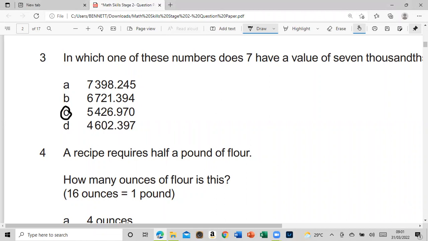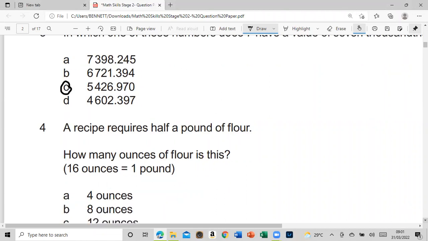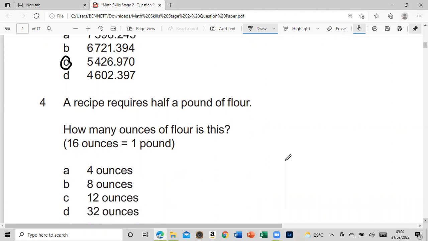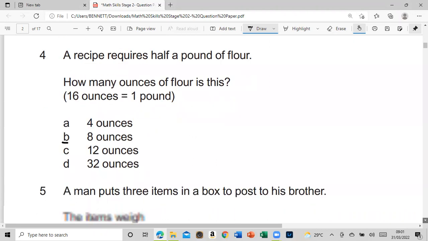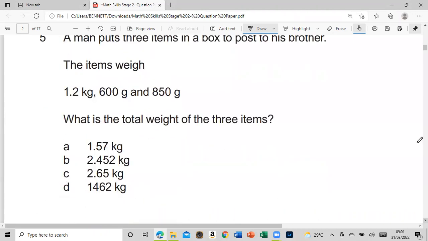Let's move on to number 4. It says a recipe requires half pound of flour. How many ounces of flour is this? Now 16 ounces make 1 pound. So they actually give us that right here too. So half of that would be 8. So now we're not doing any maths in this one. You understand?